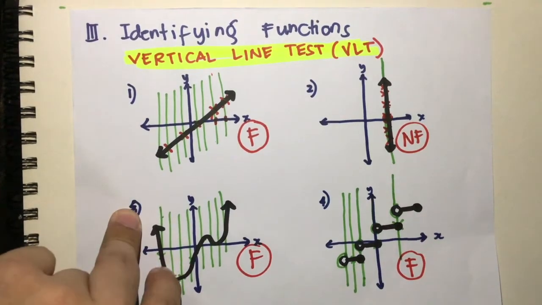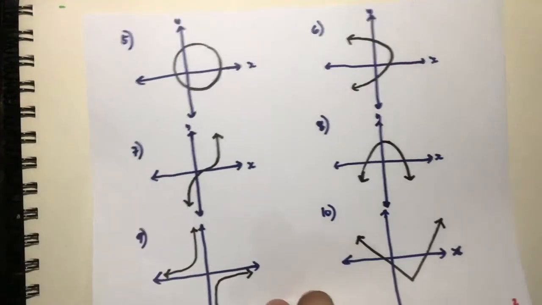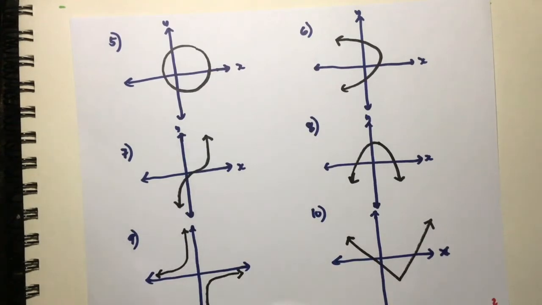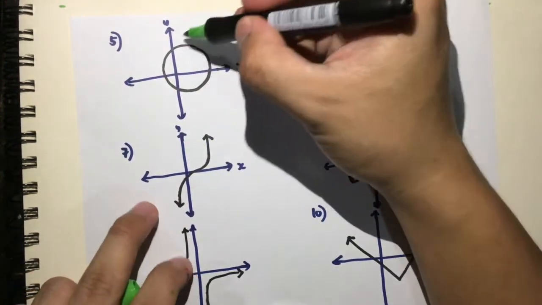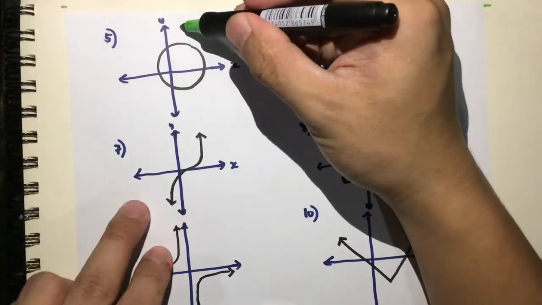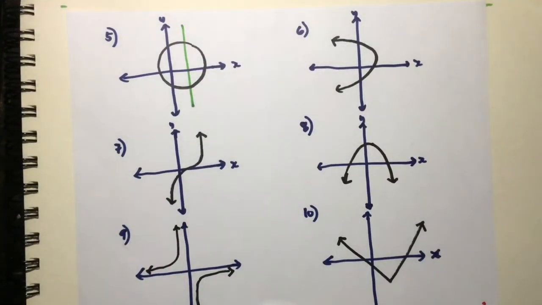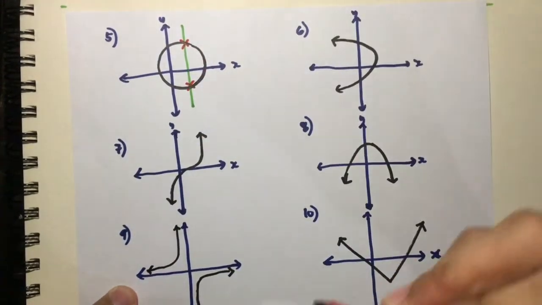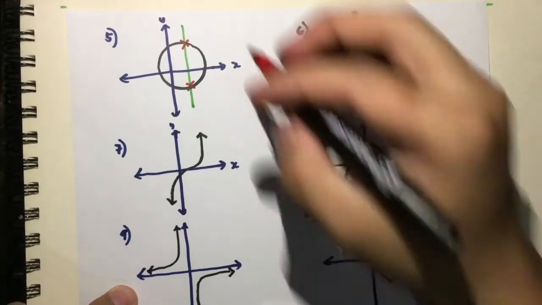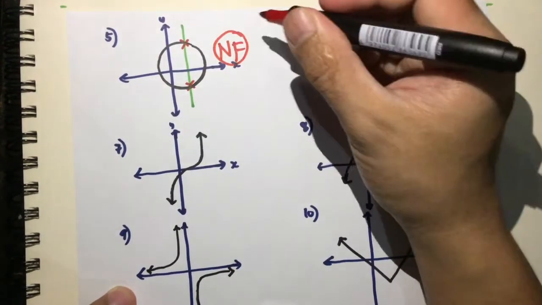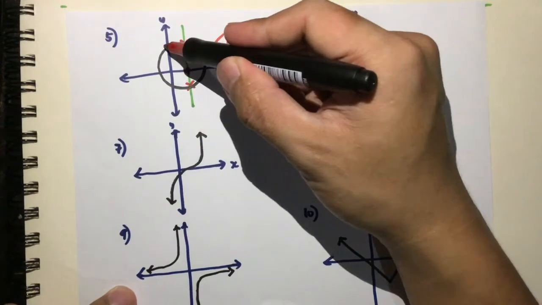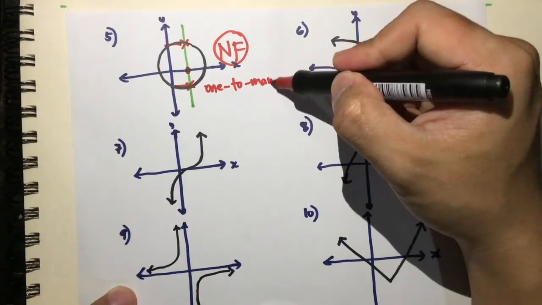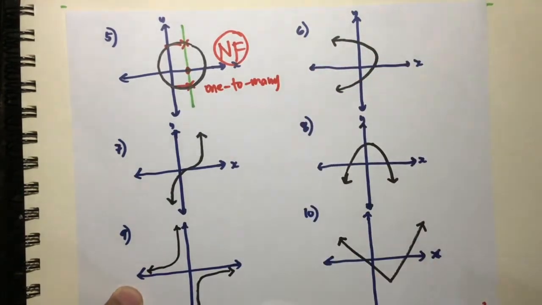Okay, let's have more examples. Let's take a look at these graphs. Let's determine which one is a function and which one is not a function. Let's start with number 5. In number 5, when you draw a vertical line, you can obviously see by just one vertical line, you hit the graph at 2 points. And if you hit the graph at 2 points, that is directly not a function, which means that you only have one x but you have two different values of y. This is a one-to-many relation, so it's not a function.